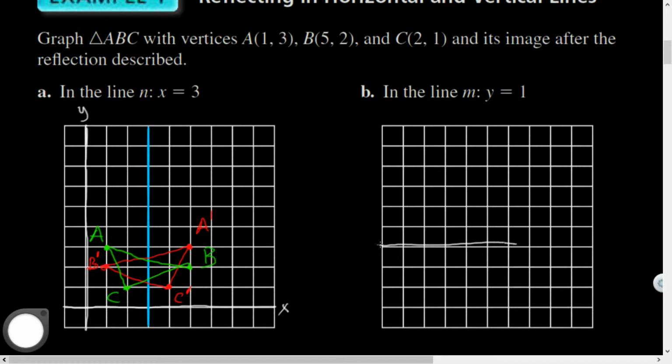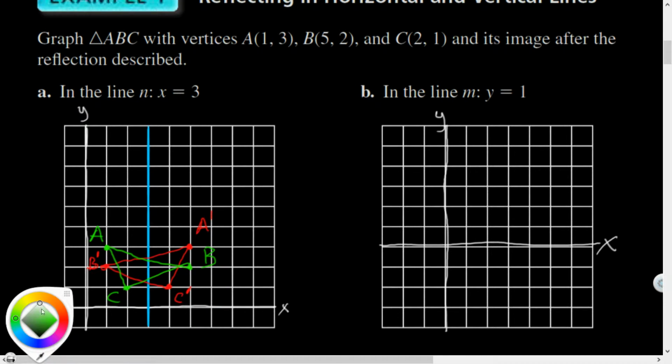All right, here we go. If this is my x-axis, we'll do roughly the same spot. Here's my y-axis. Let's plot our points. A, once again, was (1, 3), so right 1, up 3. There's A. B was (5, 2), over 5, up 2. There's B. And C was over 2, up 1. There is C. There's my original. Excellent little sketch right there.